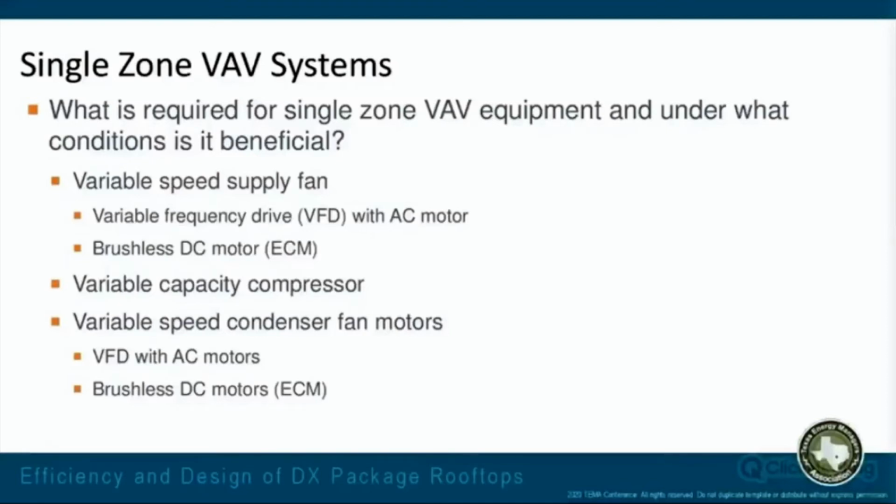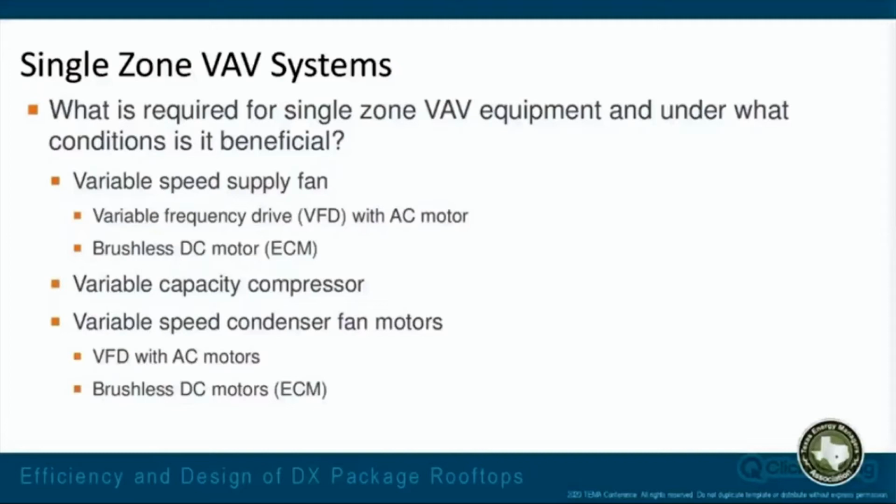So on our single zone VAV system, what's required for single zone VAV equipment and under what conditions is it beneficial? Well, first of all, we need a variable speed supply fan. We can either do that with an AC motor on a VFD, or use your brushless DC motors. It's an EC motor, your electronically commutated motor. And there are advantages and disadvantages both ways. That's a discussion for a different day, which has its merits in which case.